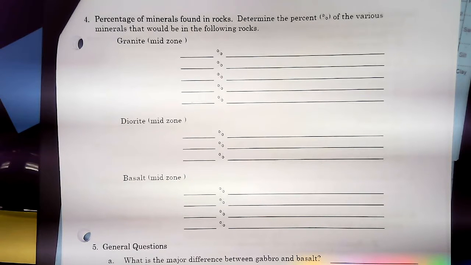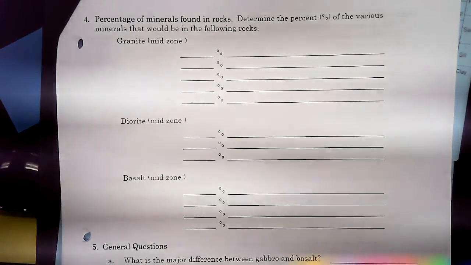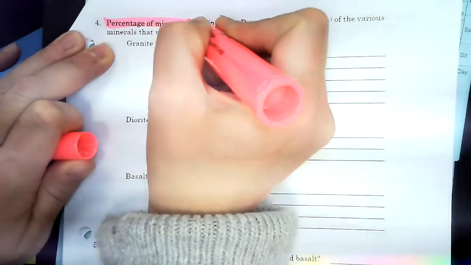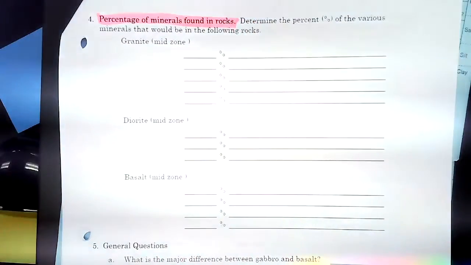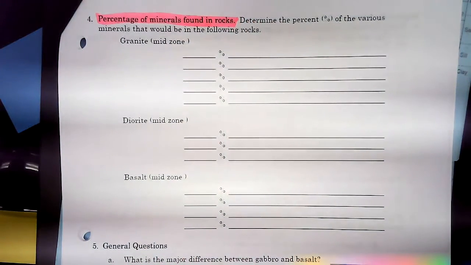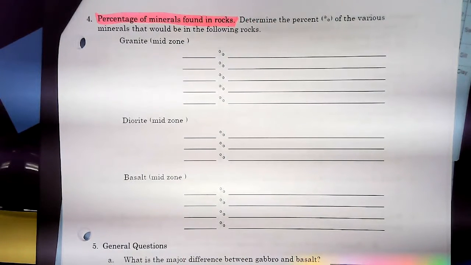Okay, let's wrap up rocks and minerals. So this question says, we need the percentage of minerals found in rocks. That's what we're going to be doing right now, is finding out not only what minerals are in each rock, but how much of each mineral. I haven't mentioned this at all. You already know how to find out the minerals in a rock, right?